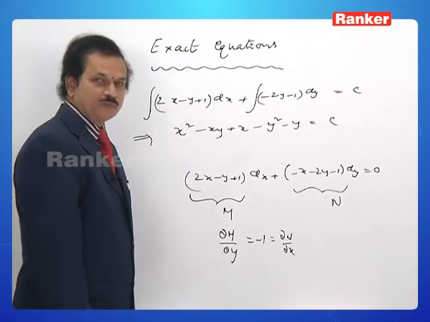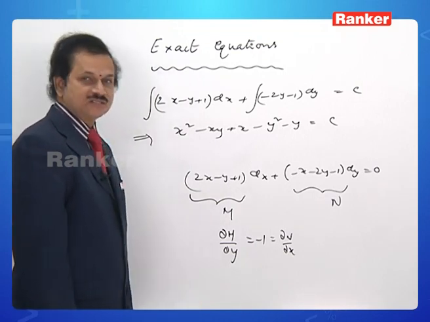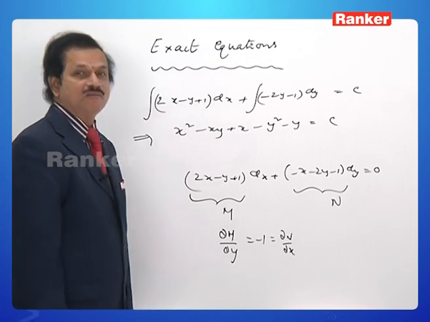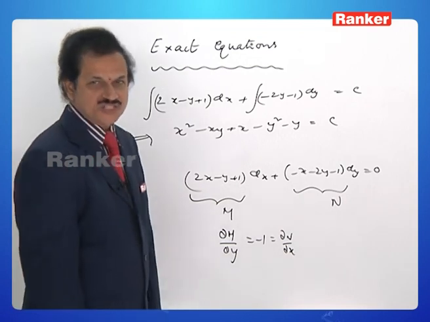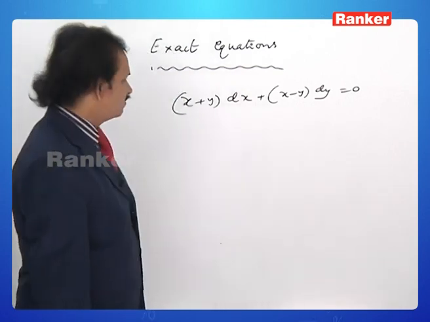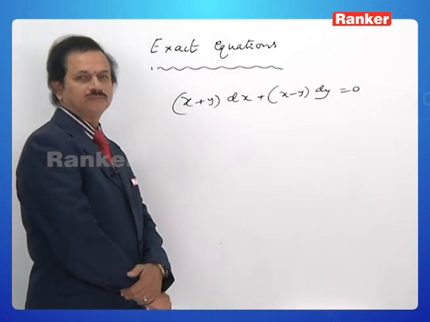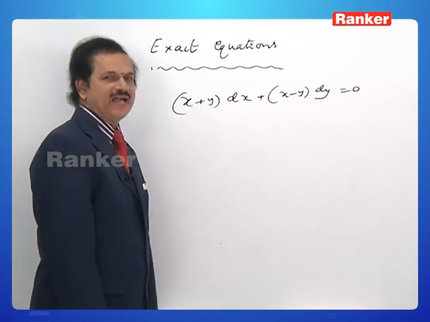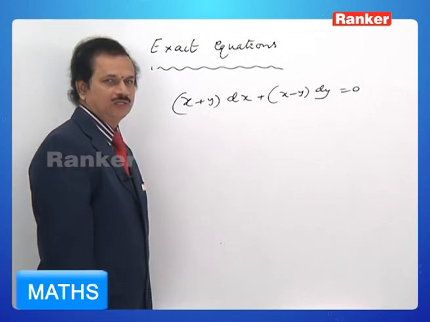Well, let us see another example of an exact equation now. The next equation is before us. (x + y) dx + (x − y) dy = 0.